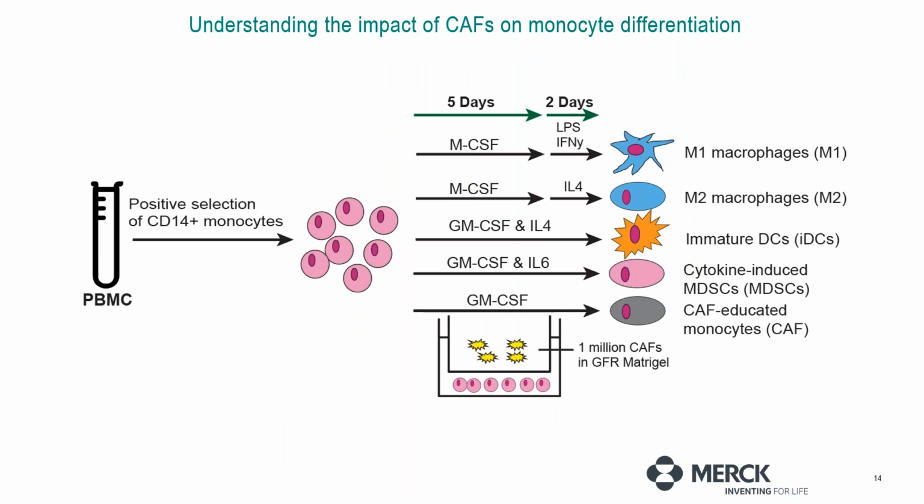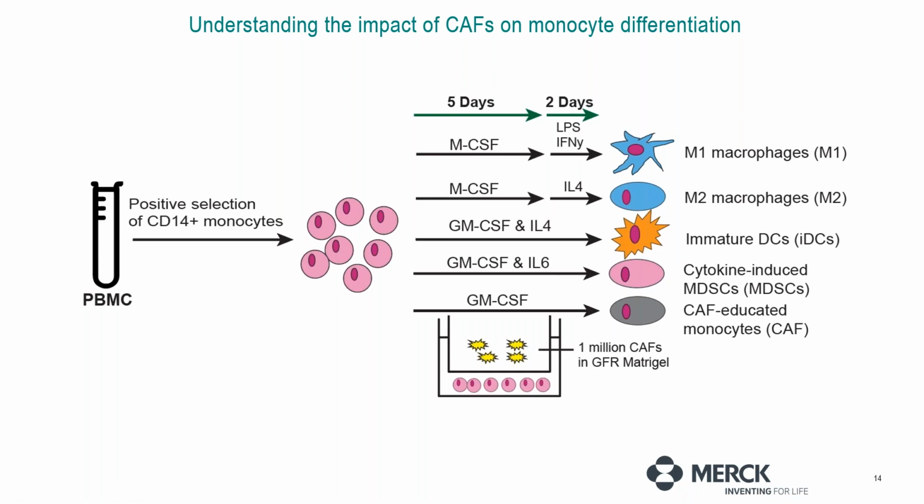So we co-cultured CAFs with CD14 monocytes isolated from peripheral blood to compare the phenotype of CAF-educated cells with different monocytic myeloid cell populations. We differentiate monocytes into M1 or M2 macrophages, immature dendritic cells, as well as myeloid-derived suppressor cells using previously established cytokine stimulation methods.